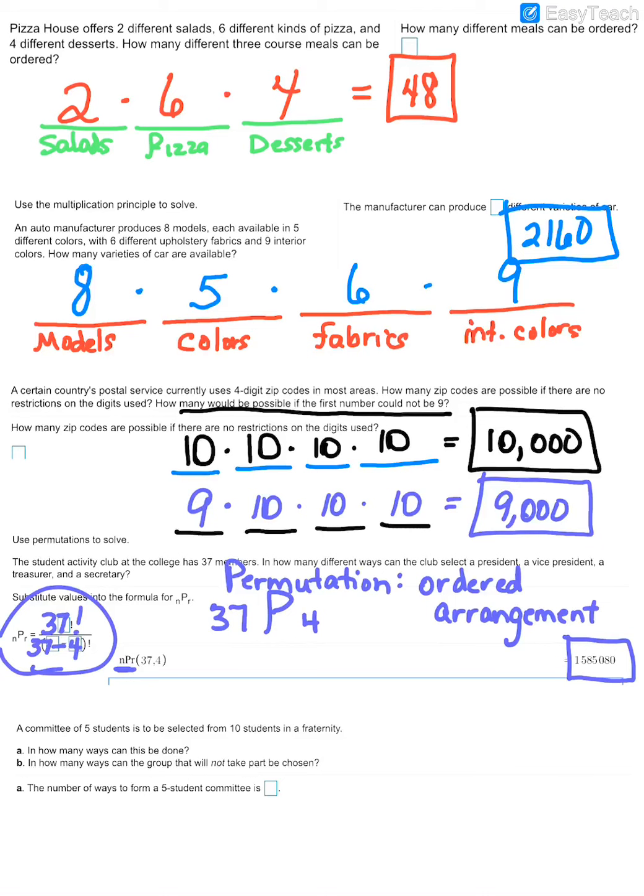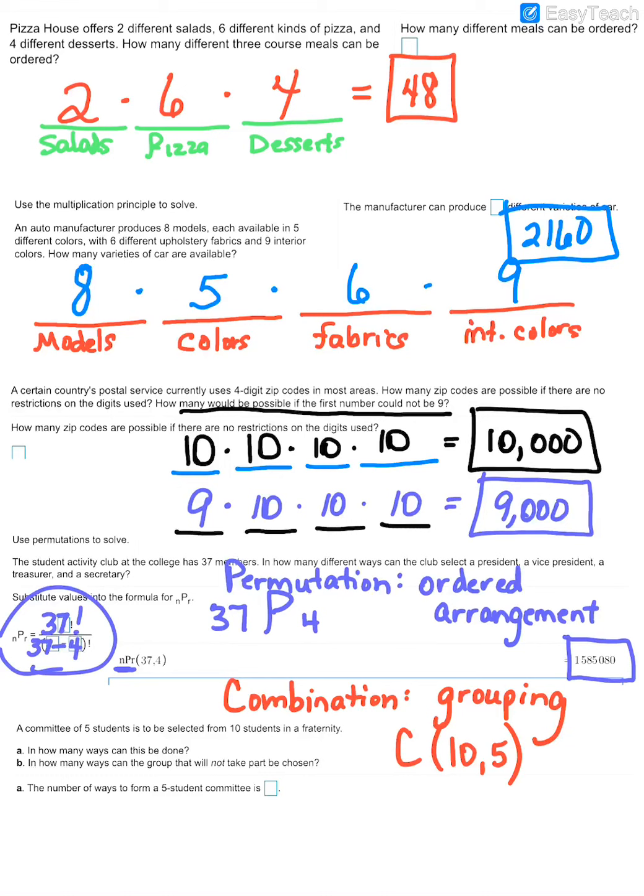Now, the next question, we're talking about choosing a committee. And so when you're choosing things that do not have an ordered arrangement, in other words, there's no rank of one above another, you can think of it as a grouping, then that is known as a combination. And so with a combination, you're not going to have as many different outcomes because you're throwing away all of the repeated groups. So in this particular case, we have 10 students in a fraternity, and they're wanting us to select 5 students for a committee.